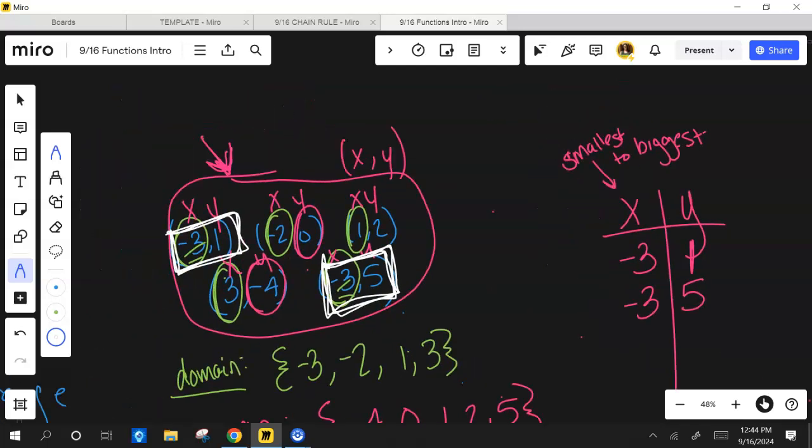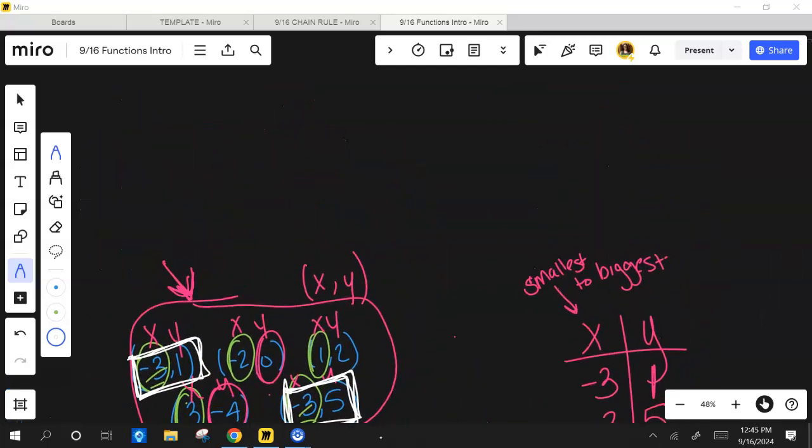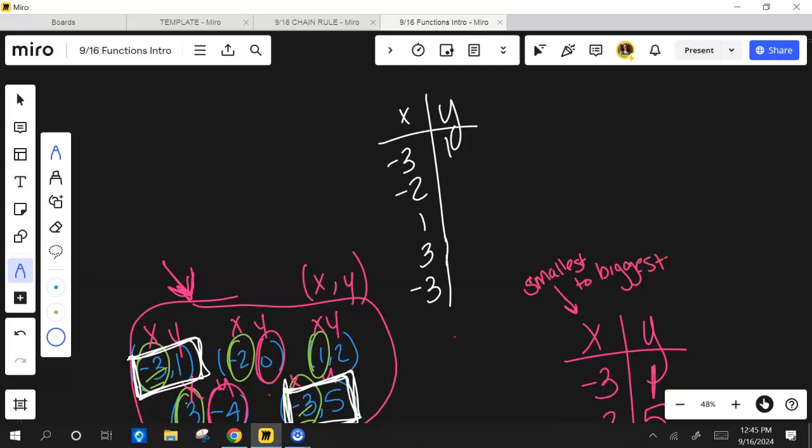Yeah, okay, so if we did that and we just went in the order that's on there, we got -3, -2, 1, 3, and -3. And then the y's that go with it. So this is the point -3, 1, -2, 0, 1, 2, 3, -4, and -3, 5.